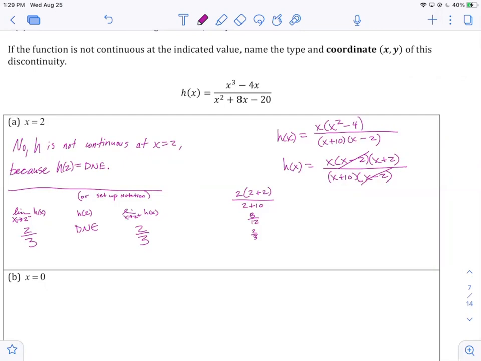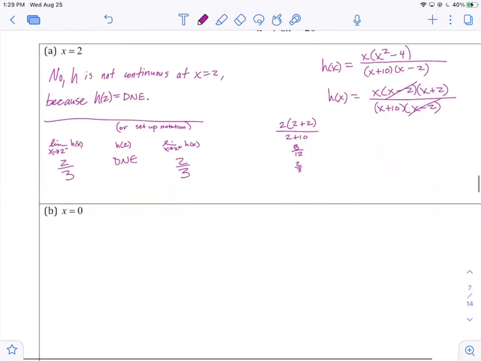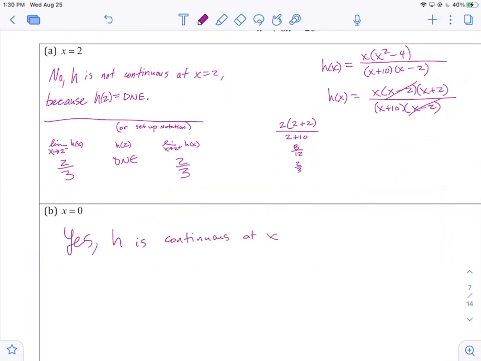Yeah, what did you say? You have to? Yeah, you just show that they're equal, right? So we'll just say yes, H is continuous at x equals 0, because, and now you could do it all in one step, right? You could say yes, because the limit, yeah, it's 0, sorry, thank you.